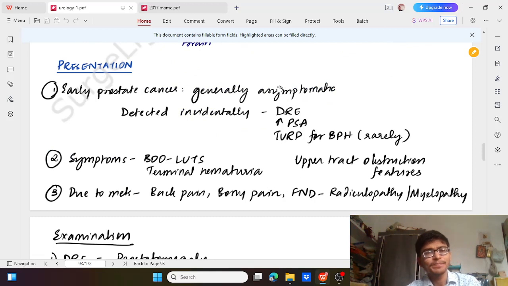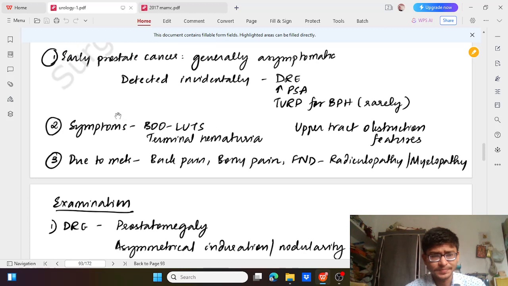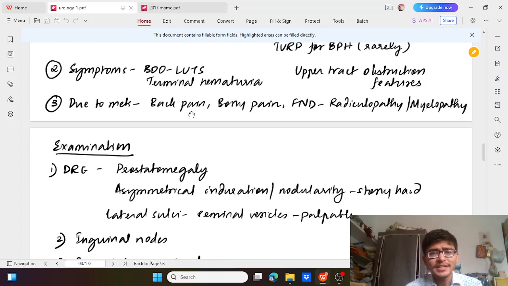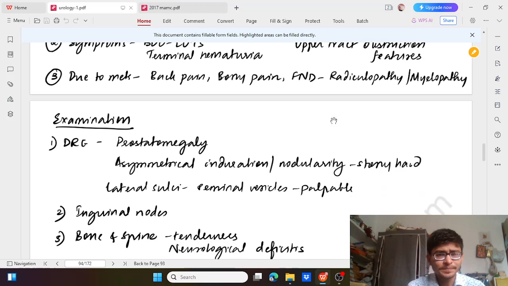Presentation most commonly in the early stage is asymptomatic, and detected incidentally with the help of DRE or increased PSA or during TURP for a benign condition, that is BPH. Symptoms could be in the later stages like lower urinary tract symptoms with bladder outlet obstruction, terminal hematuria, and sometimes upper tract obstruction. Due to mets, there could be back pain, bone pain, and neurological deficit, radiculopathy, myelopathy.